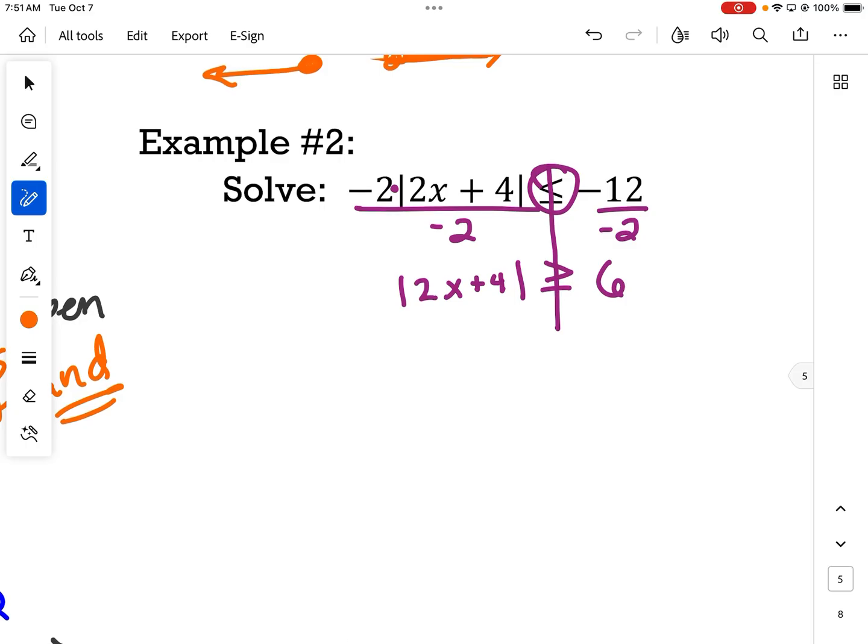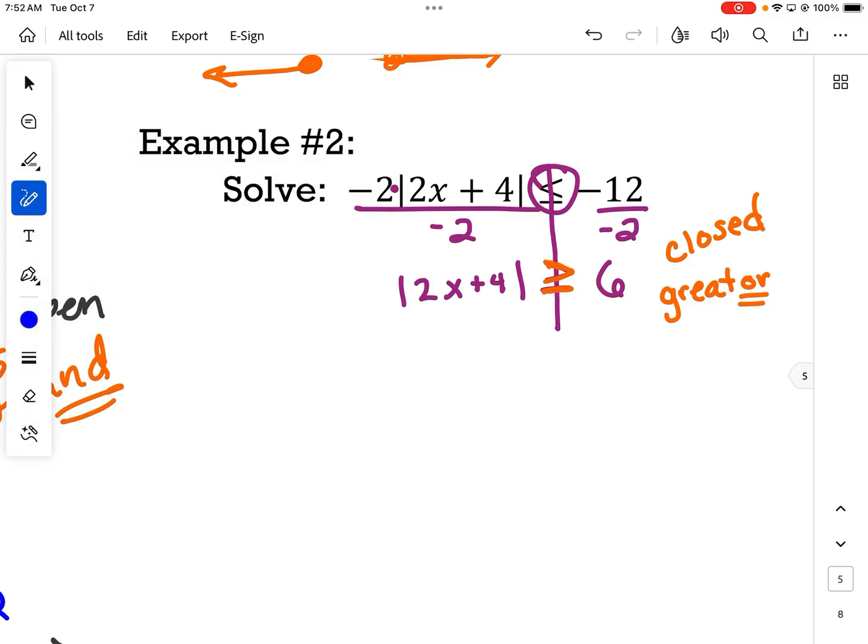So let's talk about what this means. What kind of circles will we have? Open or closed? Closed, because that's "or equal to," so it's closed. And then what symbol is that? Is it less than or greater than? Okay, so let's write "greater." Underline the "or." That's telling us how we're going to shade. "Greater or" goes in opposite directions.